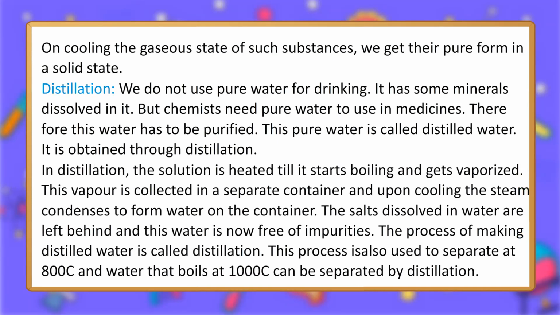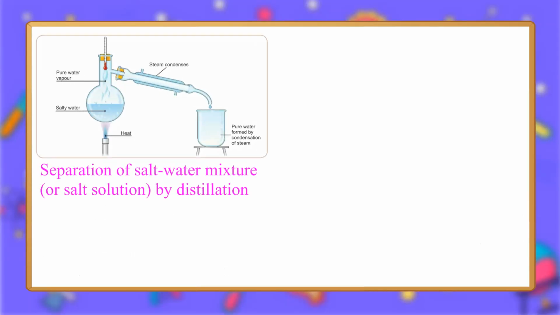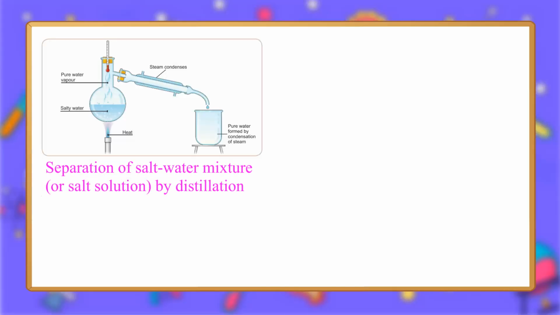In distillation, the solution is heated till it starts boiling and gets vaporized. This vapor is collected in a separate container and upon cooling the steam condenses to form water. Salts dissolved in water are left behind and this water is now free of impurities. The process of making distilled water is called distillation. This process is also used to separate liquids; for example, a liquid that boils at 80 degrees Celsius and water that boils at 100 degrees Celsius can be separated by distillation. Separation of salt water mixture or salt solution by distillation.